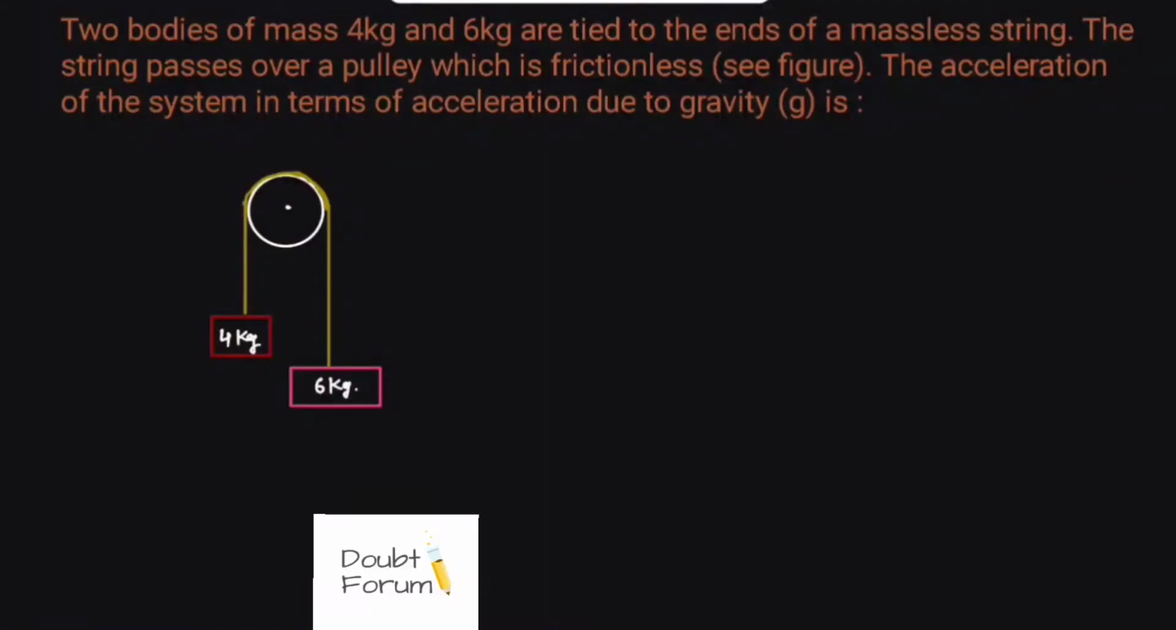Hello friends, today we are going to discuss a little bit about the pulley string system and problems related to it. So the problem in front of us is: two bodies of mass 4 kg and 6 kg are tied to the ends of a massless string. The string passes over a pulley which is frictionless. Now we have to calculate the acceleration of the system in terms of acceleration due to gravity.